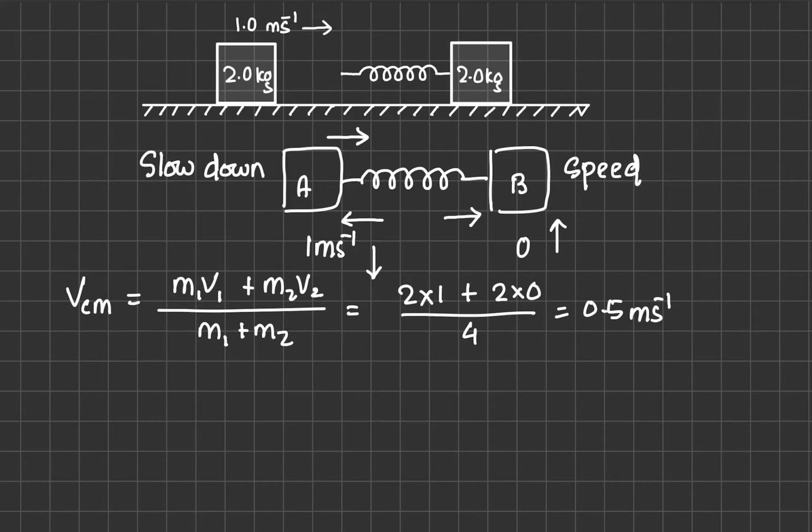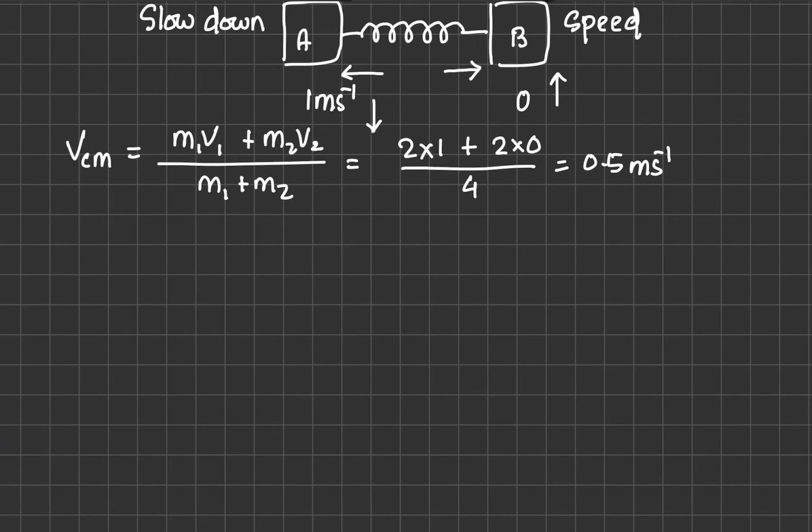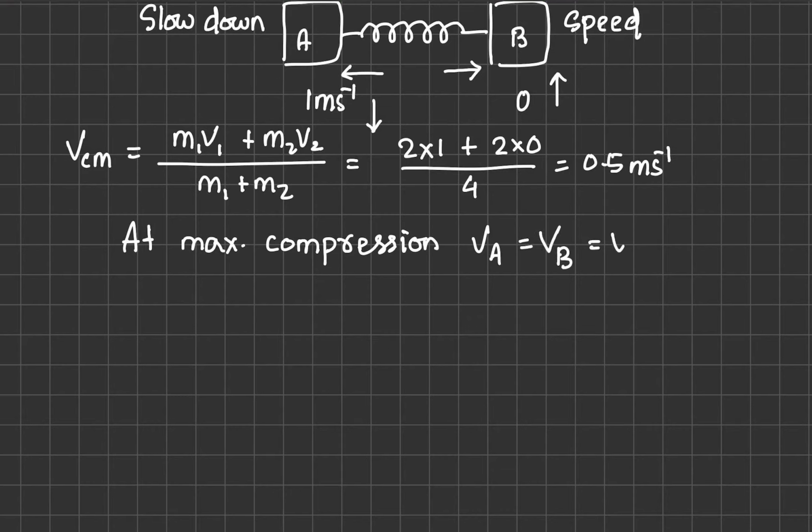So we can say the maximum compression occurs when both of the blocks are moving with same velocity and their velocity is equal to velocity of center of mass. So we can write at maximum compression, the velocity of A and velocity of B must be equal, which is equal to velocity of center of mass. Now let's analyze the same system from center of mass frame.